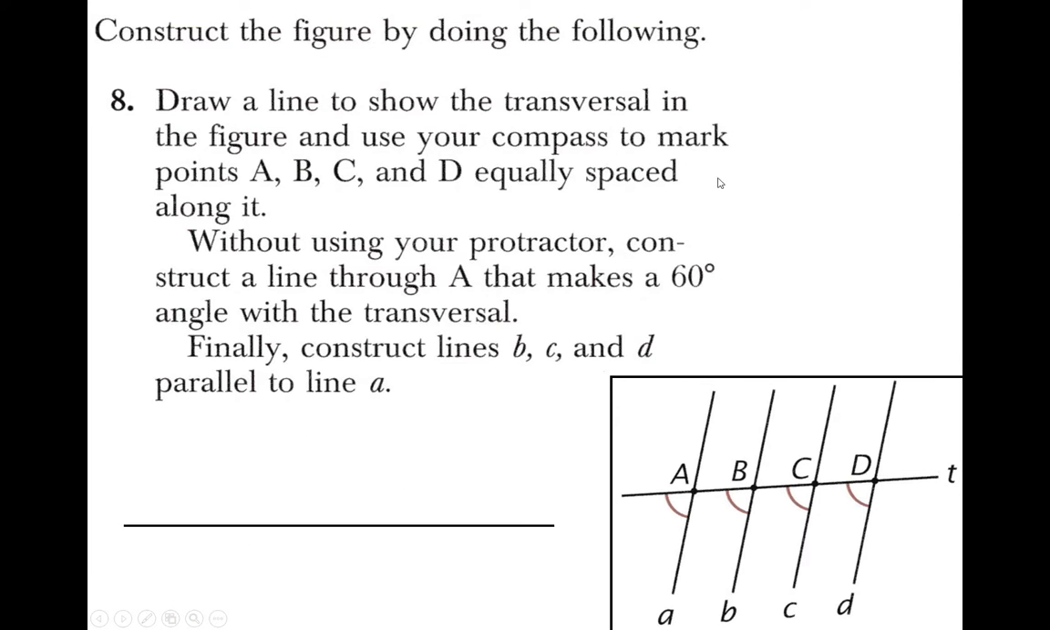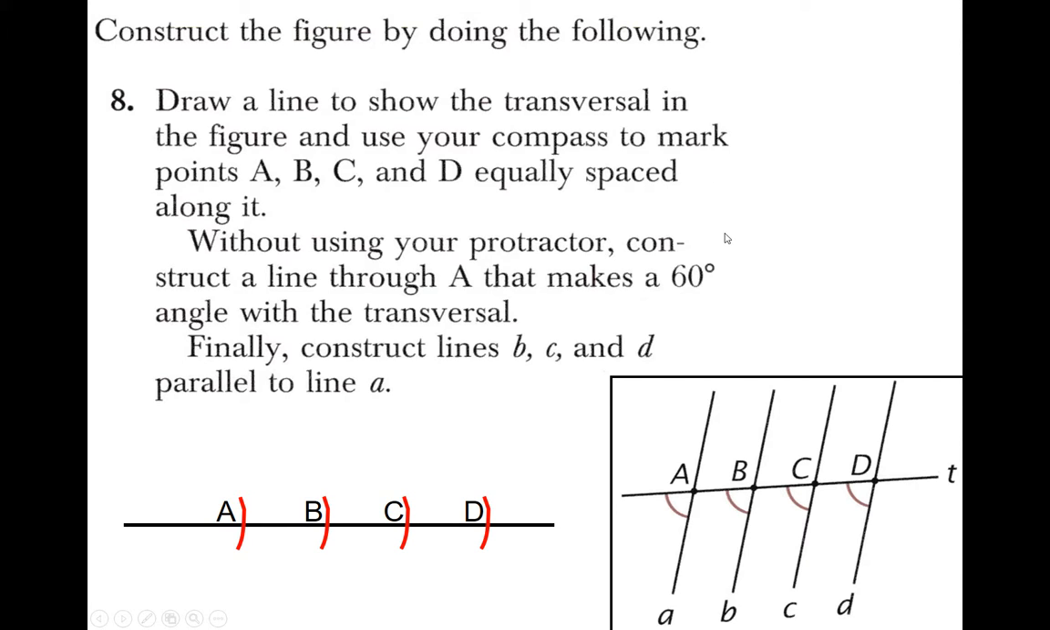So draw a line to show the transversal. There it is. And then we're going to try to get A, B, C, and D equally spaced. So just stretch out your compass to an appropriate length and mark those off and label them A, B, C, and D.